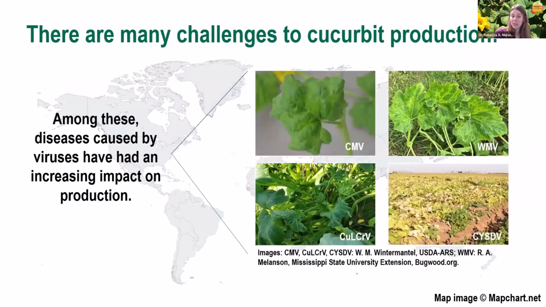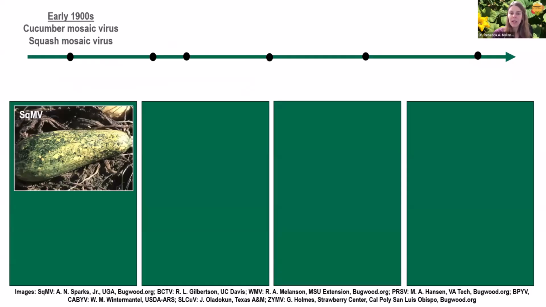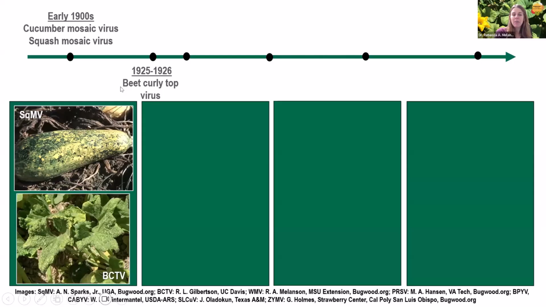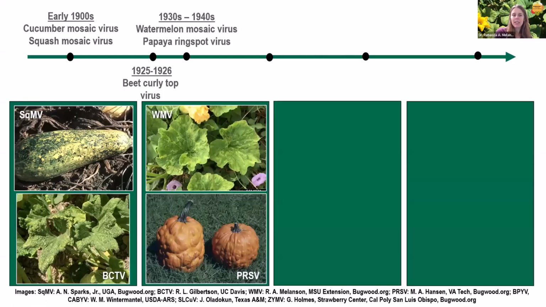There are many challenges to cucurbit production. Among these, diseases caused by viruses have had an increasing impact on production. And so just to give you a rough timeline about where some of these viruses have entered into the system: in the early 1900s, we had cucumber mosaic virus and squash mosaic virus. This was followed by beet curly-top virus in cucurbits between 1925 and 1926.